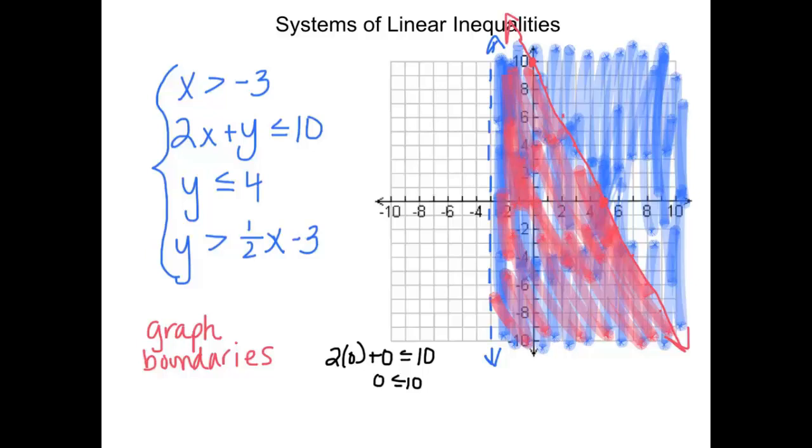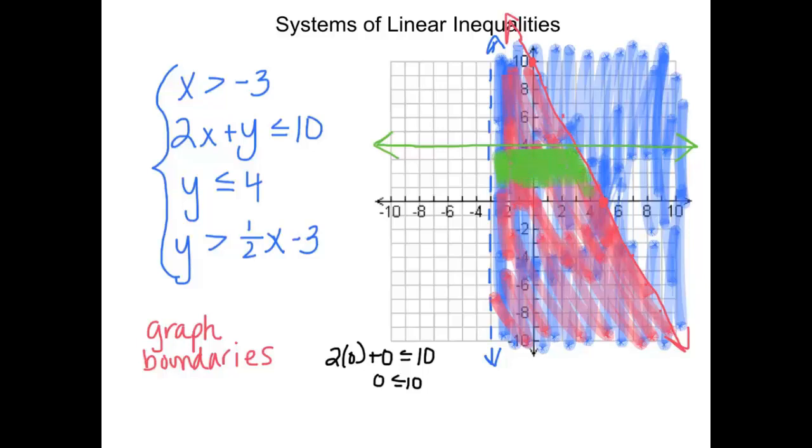And our third line is y is less than or equal to 4. So our boundary line is y equals 4. That's a horizontal line at 4. It's solid because it's less than or equal to 4. I'm interested in all points whose y-coordinate is less than or equal to 4. So that means I'm going to shade all points underneath that line. And again, I'm interested in where our shaded regions are overlapping.